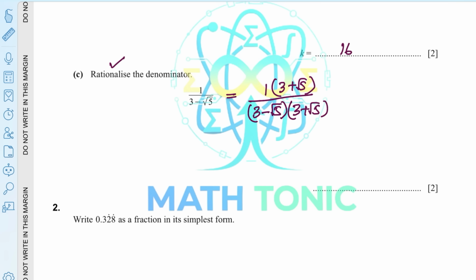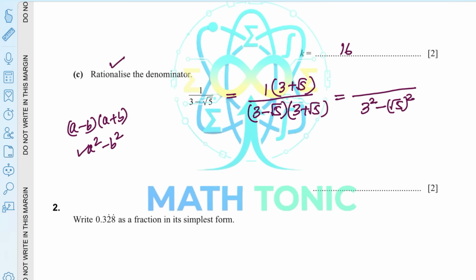Now all of us know that formula: a minus b times a plus b, if you expand this, becomes a squared minus b squared. So the denominator becomes 3 squared minus root 5 squared, and the numerator we have 3 plus root 5. 3 squared becomes 9, and root 5 squared becomes 5, because the square of a square root is the number itself, so it will be 9 minus 5, that equals 4. So 3 plus root 5 over 4 will be the simplified answer for this question. Clear everyone?